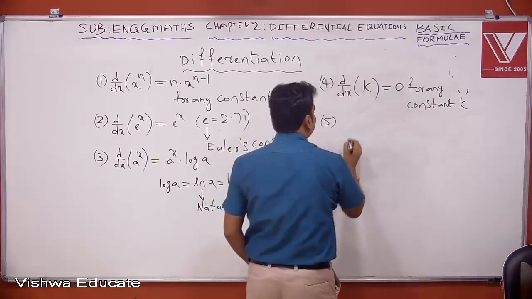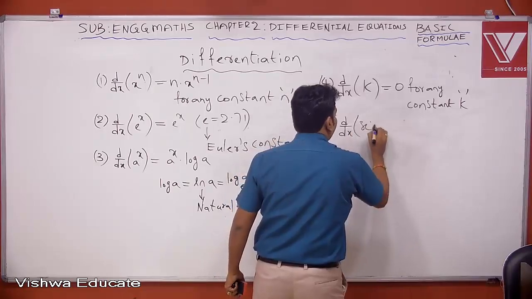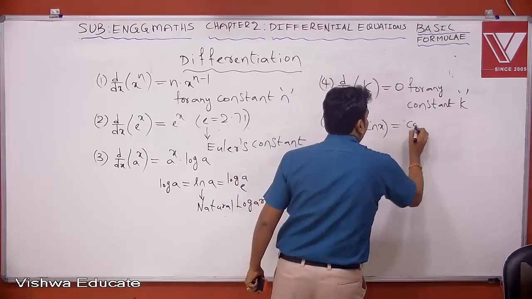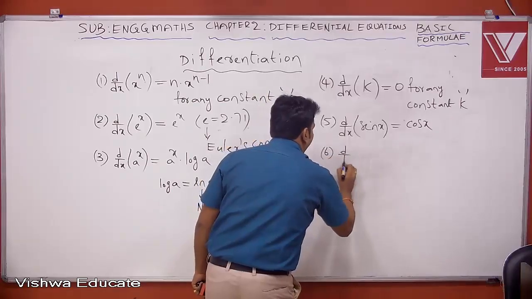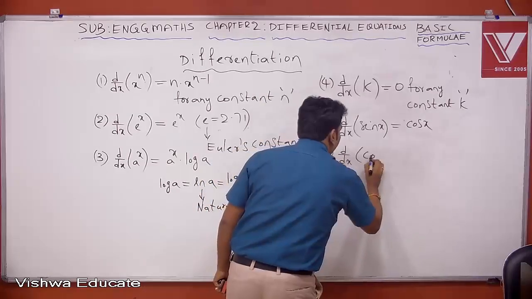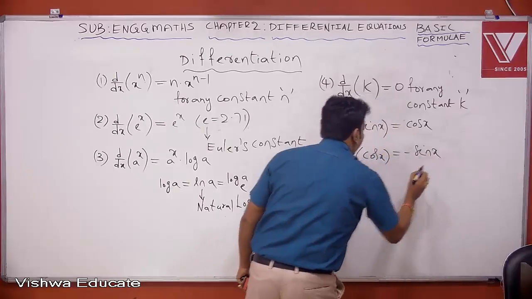Next, formula number 5. d by dx of sin x. Derivative of sin x is cos x. d by dx of cos x is minus sin x.